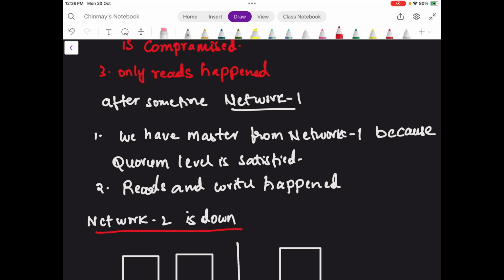So that's it, guys. This is about the CAP theorem. It is really very important for the interviews.